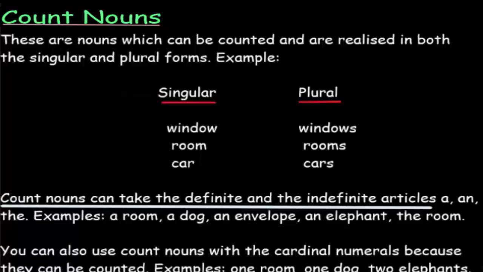I can say a cup, I can say a room, I can as well say 2 rooms. So I'm counting them in terms of numbers. I can say a dog, an envelope, an elephant, the room. I am counting them in terms of numbers. So you can also use count nouns with the cardinal numerals before they can be counted. Example, 1 room, 1 dog, 2 elephants, 10 elephants, 50 elephants, 20 lions, as the case may be. So you can count them. You can separate them and then count them.